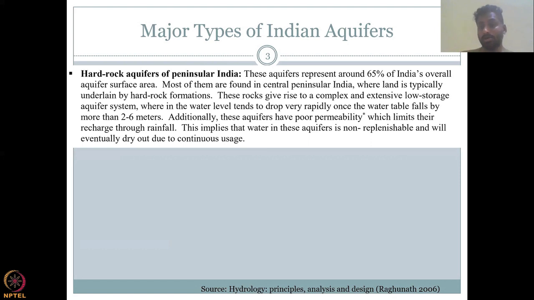This implies that the water in these aquifers is non-replenishable, or not quickly replenishable, and will eventually dry out when you use it continuously. Given that it is present in 65% of India, it is scary to say that this is the water that is being depleted constantly and not being recharged. So all the benefits that farmers, industries and domestic users were enjoying from these hard rock aquifers will soon face a shortage, if not now. And their attitude in using water has to change or will be changed.